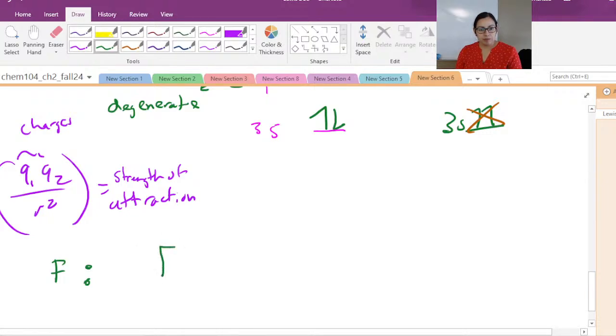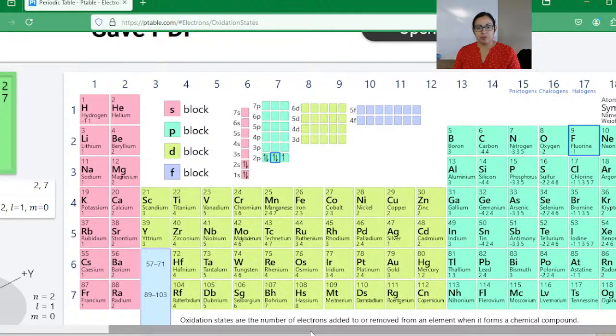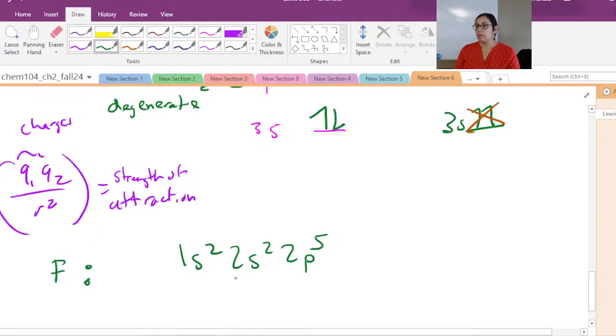Is it 1s2, 2s2, 2p5? So that looks good. Is that what everybody else got? And again, double check, 2 plus 2 plus 5 is 9. Can you just go through that specific one and tell me what each part means? Because that's what I need.